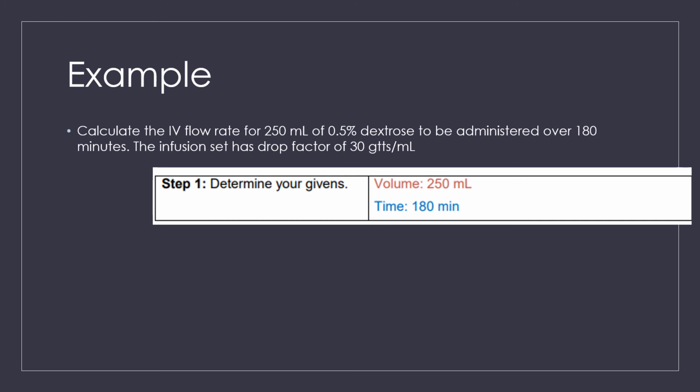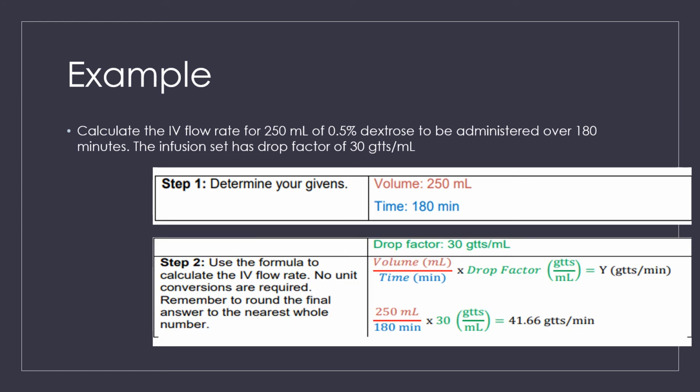So we determine that the volume is 250 ml and the time is 180 minutes. So we use the formula to calculate the IV flow rate. So remember to round the final answer to the nearest whole number. So the volume is 250 ml divided by the 180 minutes times 30, which is the drops per ml. So the IV flow rate for our patient is 41.6, rounded up to 42 drops per minute.